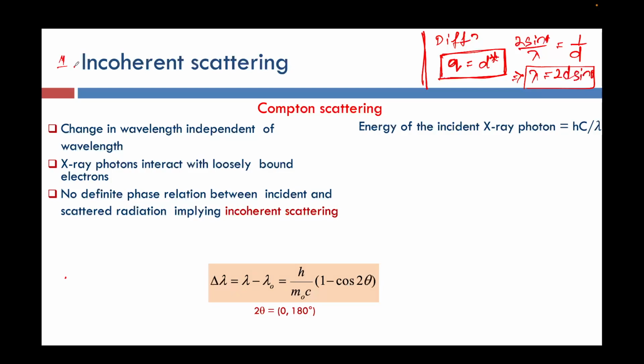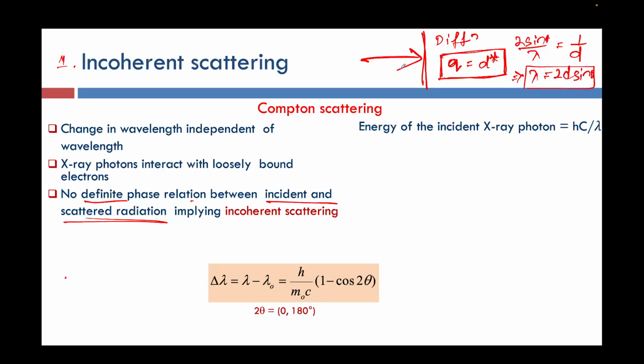So what do we mean by incoherent scattering? When there is no definite phase relation between the incident and the scattered radiation. Here I am not talking about diffraction, I am talking about the scattering phenomena. That means scattering can happen in any direction. So when will the scattering phenomena give rise to diffraction? Let me come back to that, and first understand scattering a little bit more.